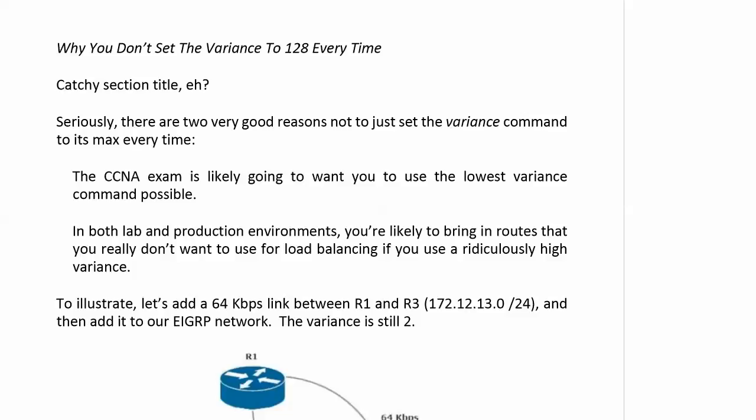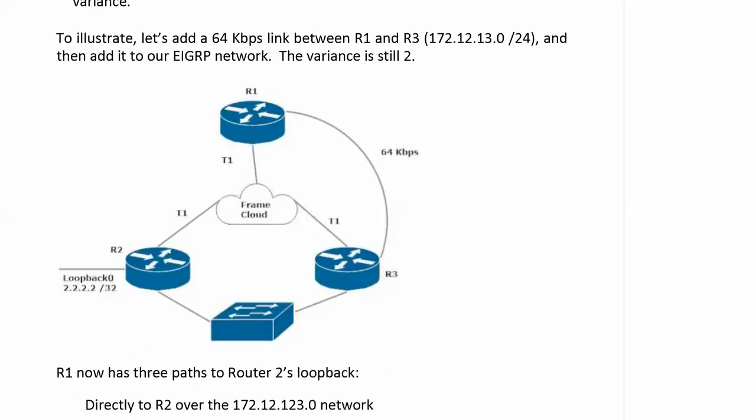To illustrate this, I have added another link to our network. I've added a 64K link between routers 1 and 3. That's over the network 172.12.13.0/24, and I've already got it configured up and running and added to the EIGRP network.